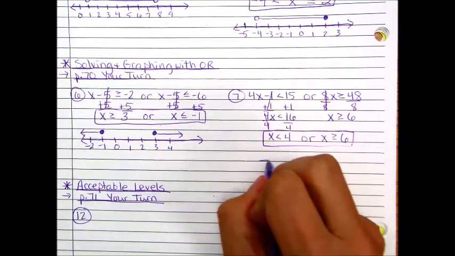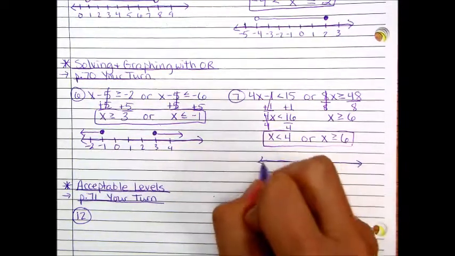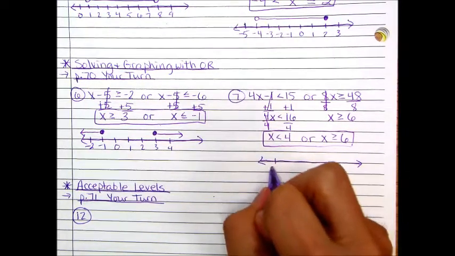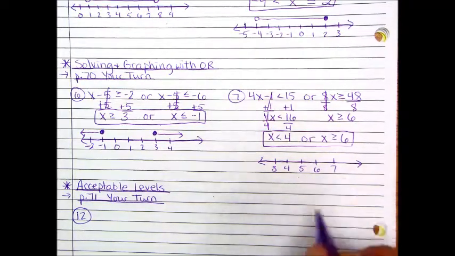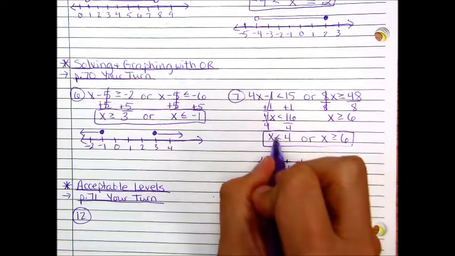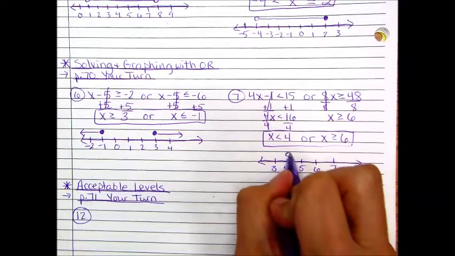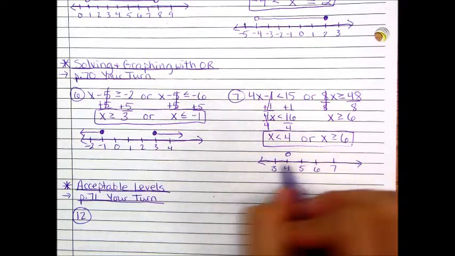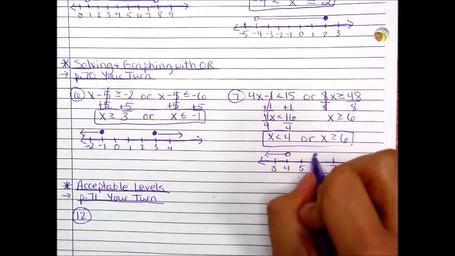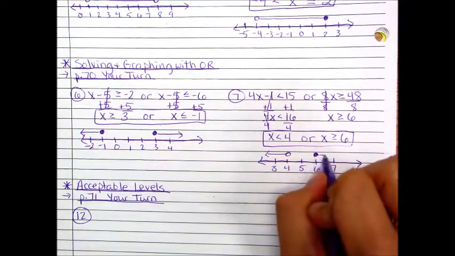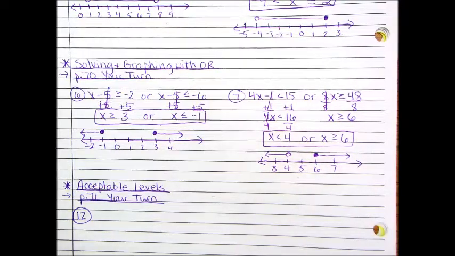And this number line doesn't have to include very many numbers, it just has to stretch from 4 to 6. So I'm going to start at 3. I'll go up to 7. And then in this case, I need an open circle for my 4, and that would be less than to the left. I need a closed circle for my 6, and it's greater than, so it goes right.